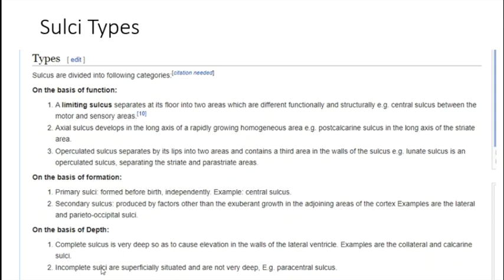And incomplete sulci are obviously those which are superficially situated. They are not very deep. They are not going to cause an indentation into the ventricle. So most of them are incomplete in that sense.